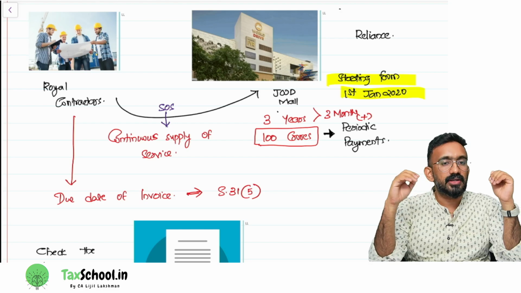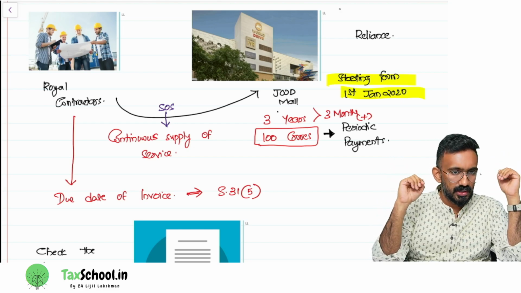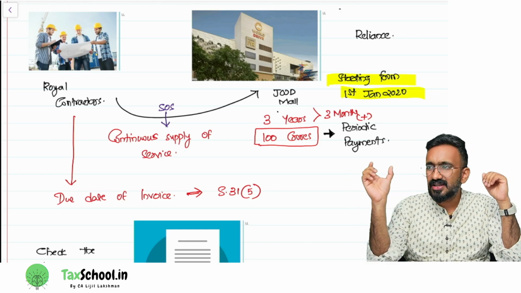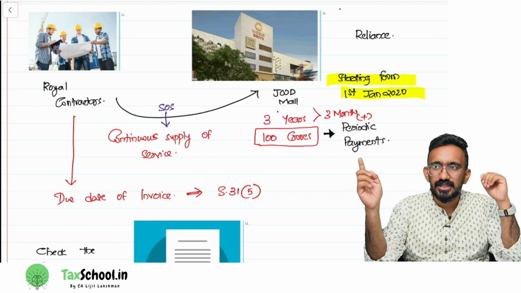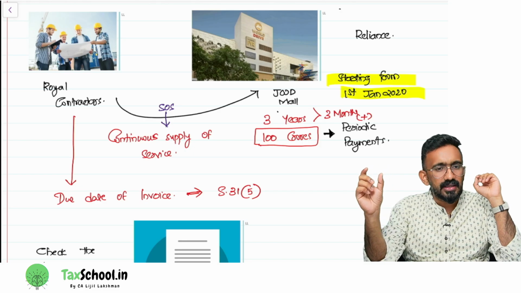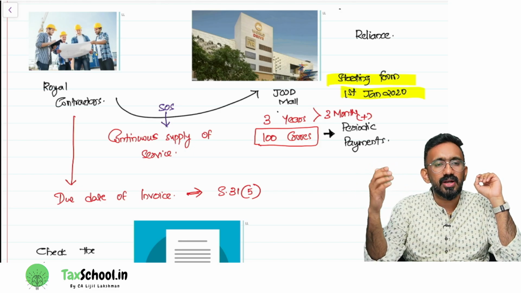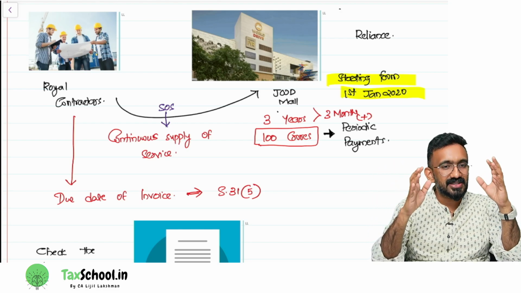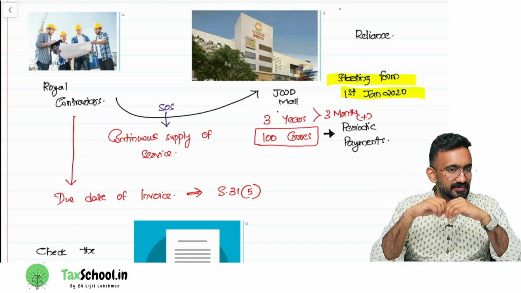Reliance wants to construct a shopping mall. Shopping mall construction is going to take 3 years. 100 crore is the money that is going to be given by Reliance to the contractor, which is Royal Contractor. Normally, for 100 crore, when should Royal Contractor give the bill? After 3 years, because 100% completion, then I can take 30 days.